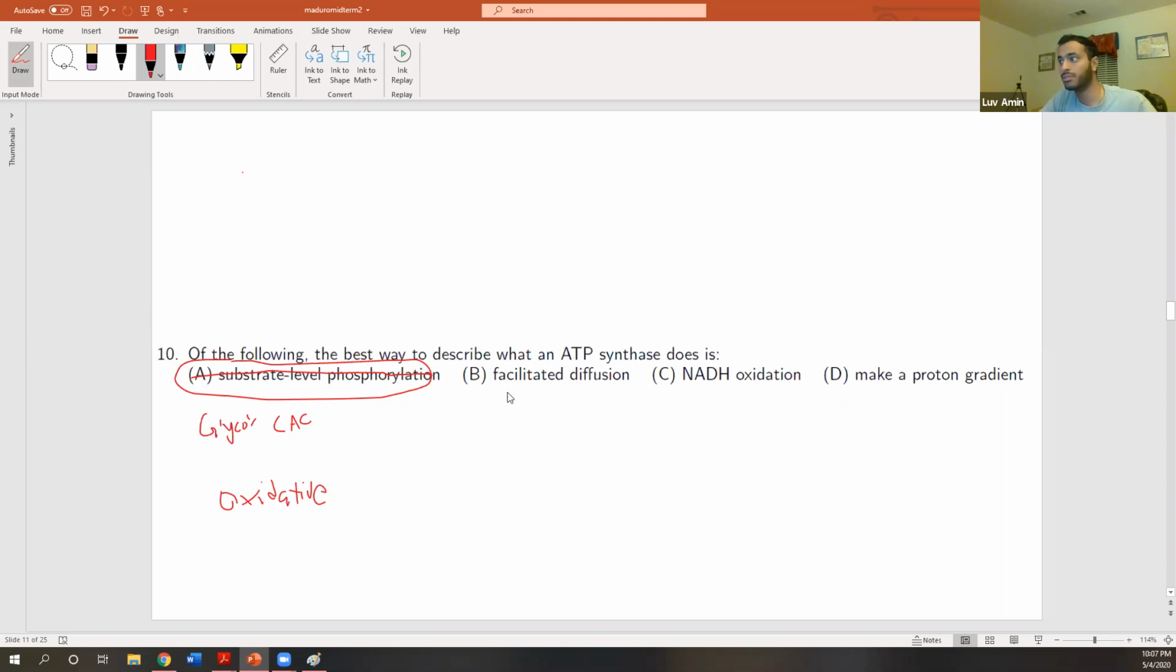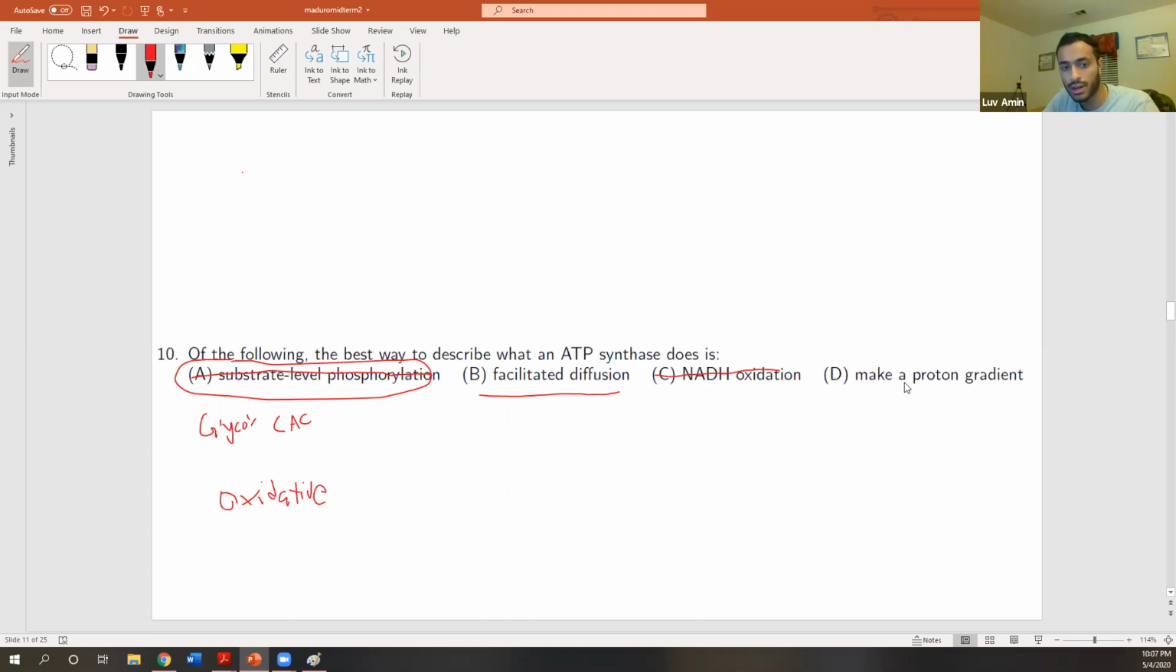B, facilitated diffusion. Okay, so this can possibly be an answer that we'll review in a bit, but let's look at our other choices too. We have C, NADH oxidation. This occurs in the electron transport chain, but it doesn't have anything to do with ATP synthase, right? We're using those protons to help us out, but it's not a direct correlation. So C won't be the answer in this case. And D, make a proton gradient.